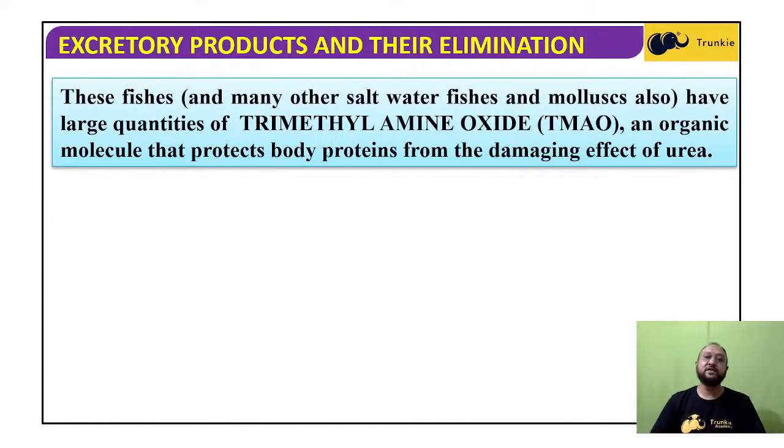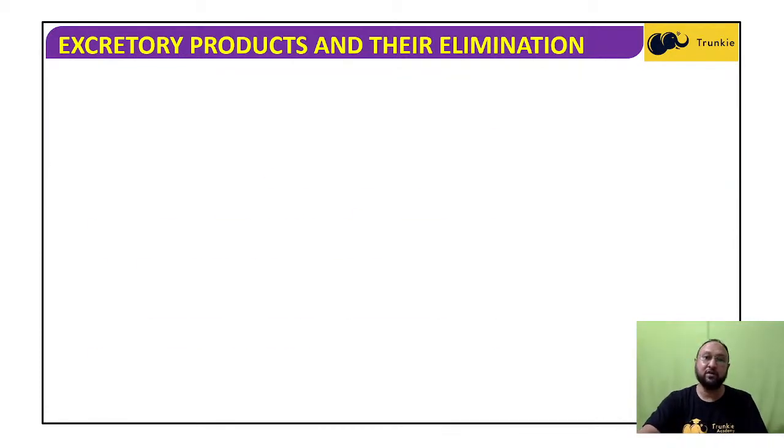Okay, these fishes and many other salt water fishes, like mollusks also, have large quantities of trimethylamine oxide (TMAO), an organic molecule that protects the body proteins from the damaging effect of urea. So those which are able to tolerate the high quantity of urea have got a special kind of organic molecule called trimethylamine oxide. This plays a very important role in protecting the body proteins. Otherwise, protein will be damaged by the urea. This is a harmful and toxic substance.